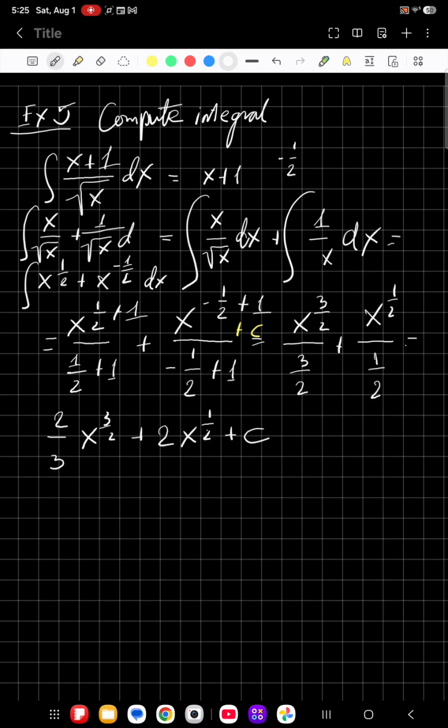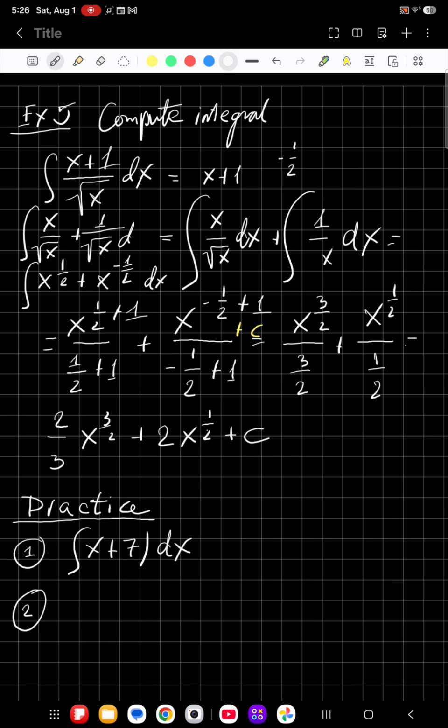Yeah, so basically that's how it works. This was a kind of difficult example. Of course, integrals are much more difficult. There are a lot of functions whose integral is just impossible to find. But for now, let's deal with a couple of practice problems that are relatively easy. Anyway, so here we go. Problem 1: integral of x plus 7. Then problem number 2: integral of 2x minus 3x squared.